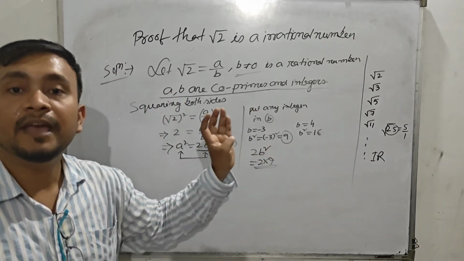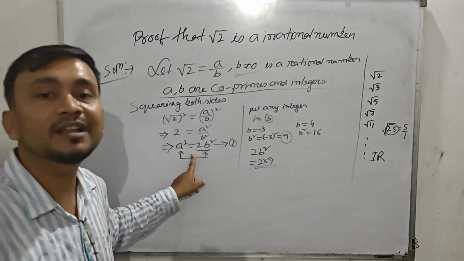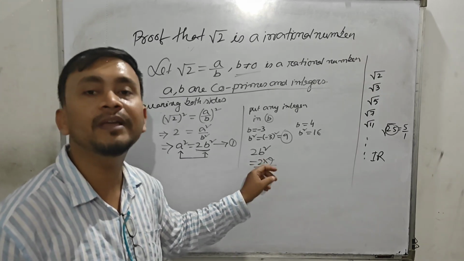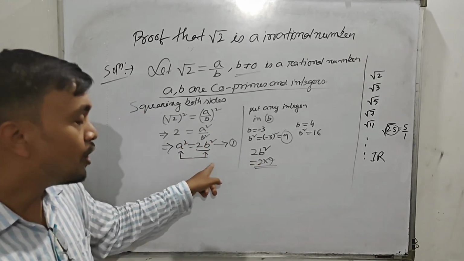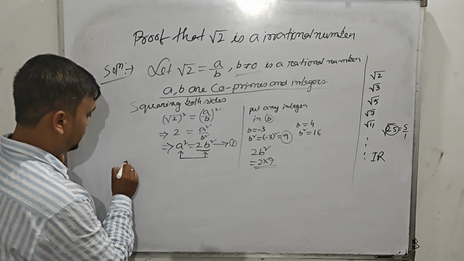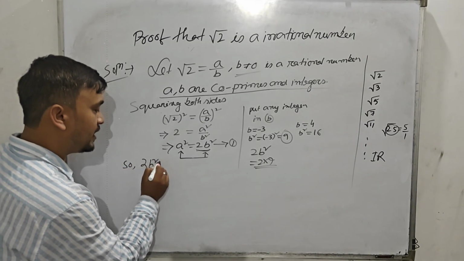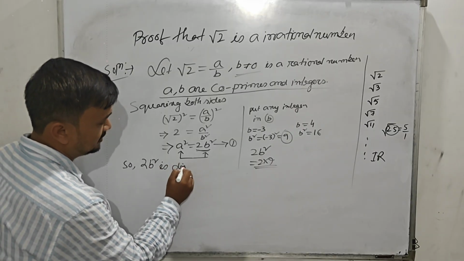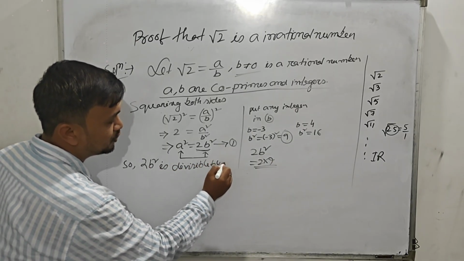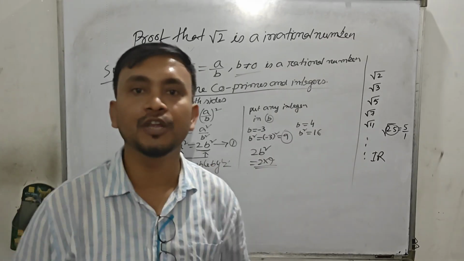b square can be any value. There is a 2 multiplied with this b square. What does it mean? This entire term will always be divisible by 2, or we can say this entire term will always be a multiple of 2. So 2b square is divisible by 2. What I have written? 2b square is divisible by 2.